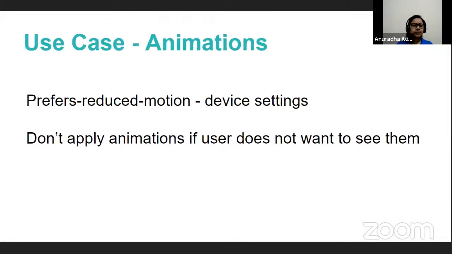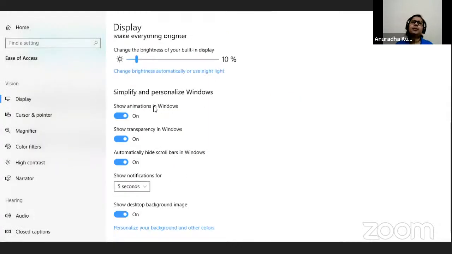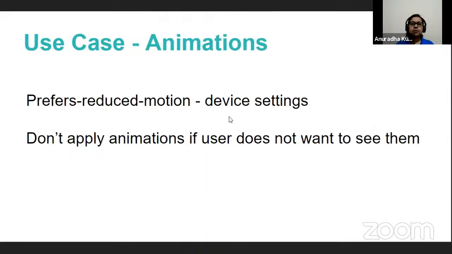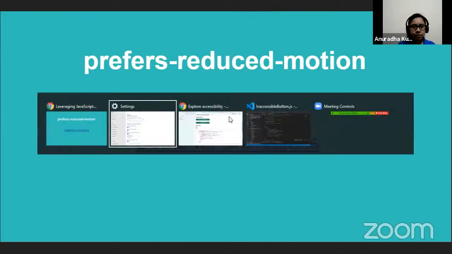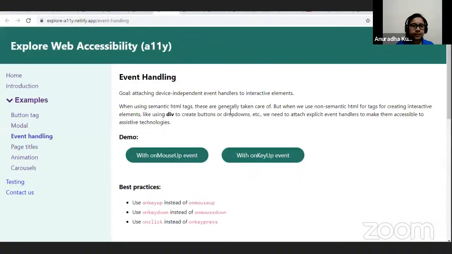Now, here I have the animations in Windows on and off button. Currently it is on, right? So it means that I am okay, if there are any animations on any website, go ahead and show them to me. But what if the user has disabled it? In those cases, we should have settings in our websites as well, so that we do not apply the animations if the user's device settings do not want that. How do we do that? We have a CSS media query for that, which is called prefers-reduced-motion. So let me walk you through an example of that.